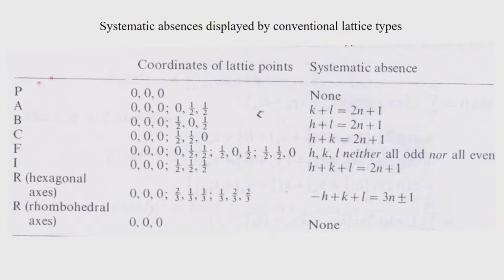Now, these systematic absences occur in all general reflections, be it projection, be it axial, it will occur in all HKL reflections. So, we have to consider all the HKL reflections in this particular case. I have given here two additional entries. We have not discussed at all in detail the rhombohedral and the hexagonal systems, because I just thought that this is slightly away from the plan of this course.